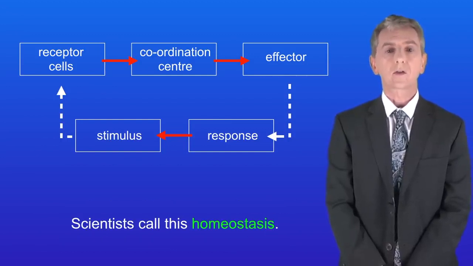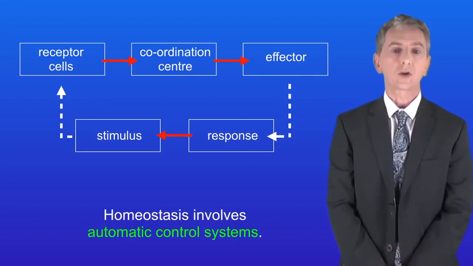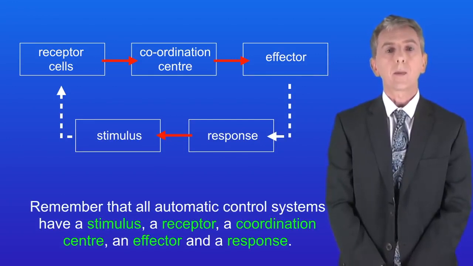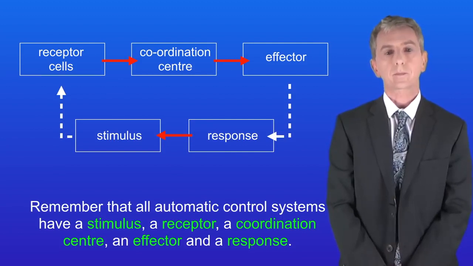In the last video, we saw that the human body keeps internal conditions as constant as possible, and scientists call this homeostasis. Homeostasis involves automatic control systems, and I'm showing you one of those here. Remember that all automatic control systems have a stimulus, a receptor, a coordination center, an effector, and a response.